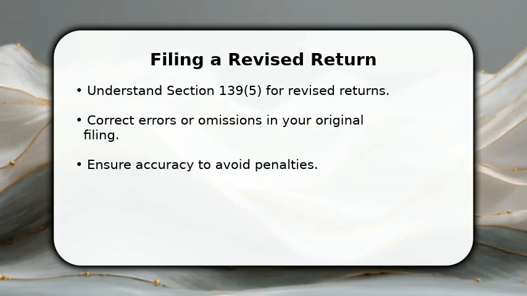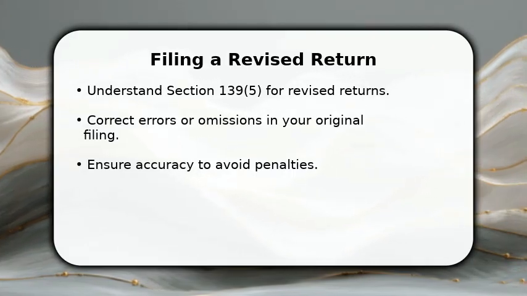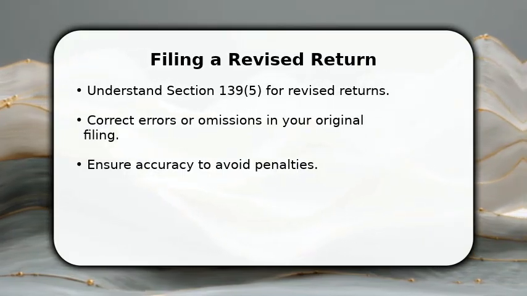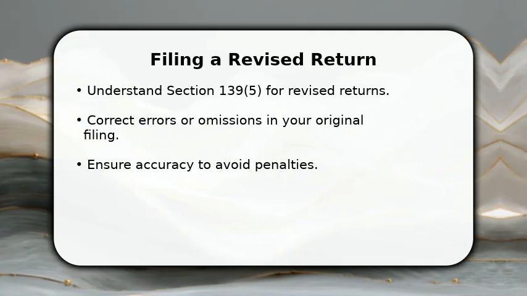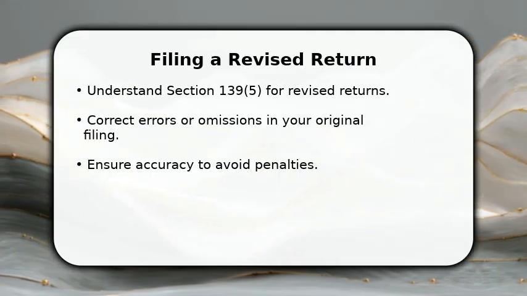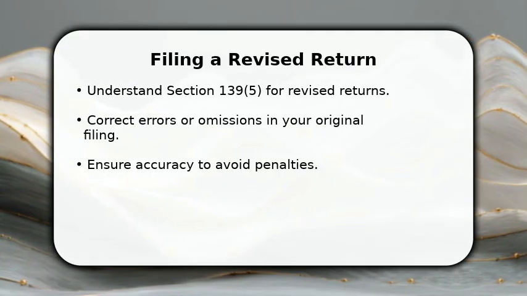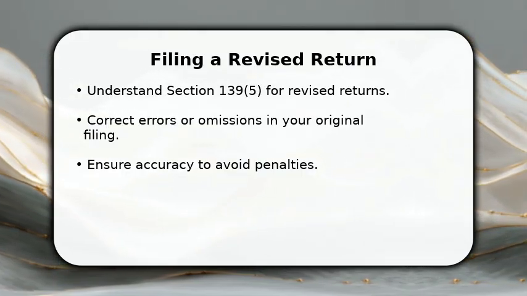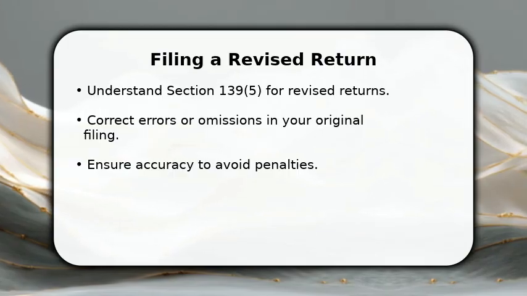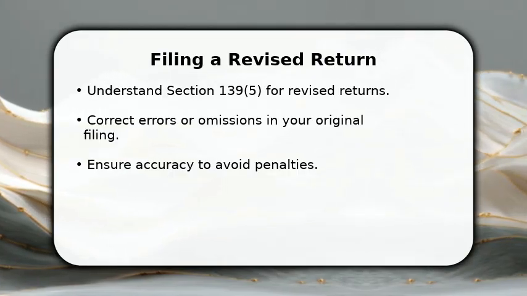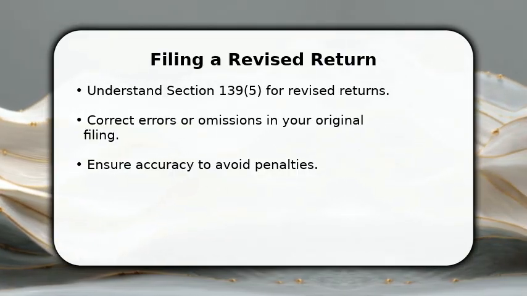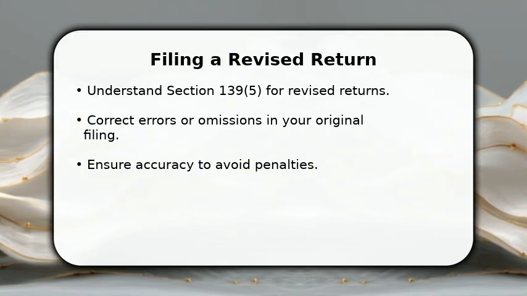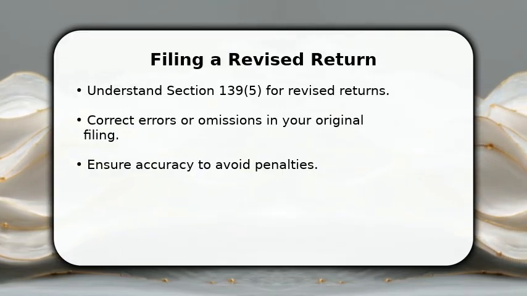Enjoy the video. In this video, I will explain how to file a revised return under Section 139(5). This section allows you to correct any mistakes or omissions in your original income tax filing. It's crucial to ensure your return is accurate to avoid potential penalties or further scrutiny from tax authorities. We'll cover the essential steps and requirements to help you navigate this process smoothly and correctly.